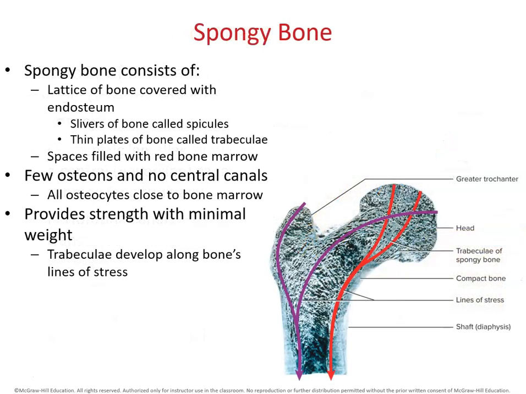In contrast, spongy bone is what we find at the heads of bones. And this is slivers of bone. It's more of a lattice structure. It's crisscrossing. It does not have any concentric ring formations. The idea of this type is to have a very strong portion of the bone that is lightweight.